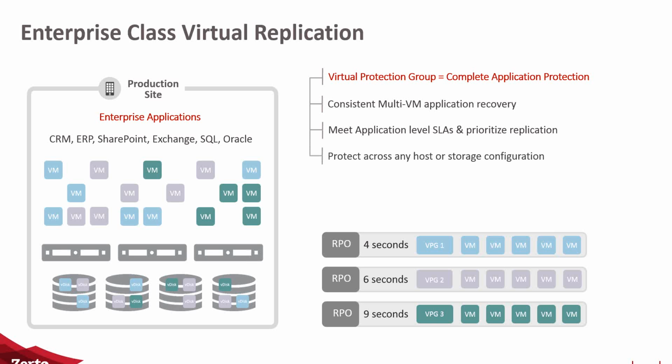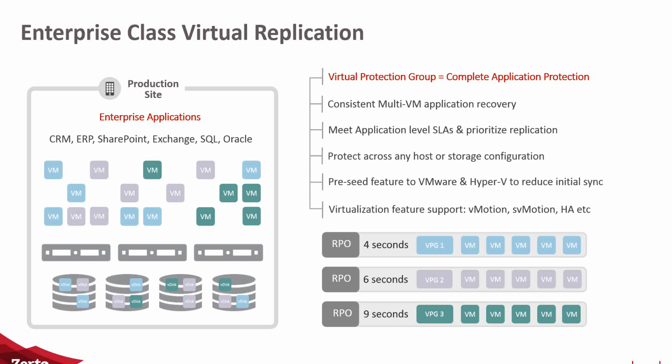You can protect a virtual protection group across any number of hosts or storage devices within the same vCenter or System Center. We allow you to preseed the creation of this protection group to reduce the initial sync period, so we just send the changes. And once you've created this protection group, day-to-day changes that happen in your virtual environment, such as vMotion, live migration, Storage vMotion between the hosts, there's no impact to Zerto. We just carry on replicating and protecting.